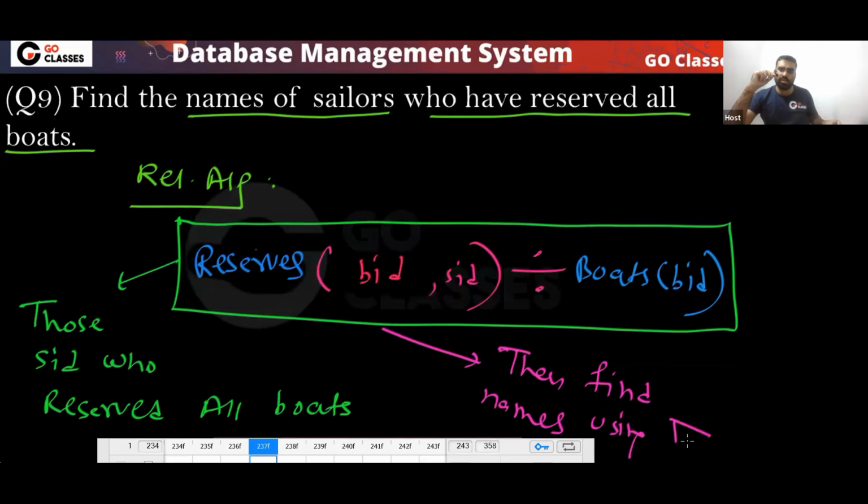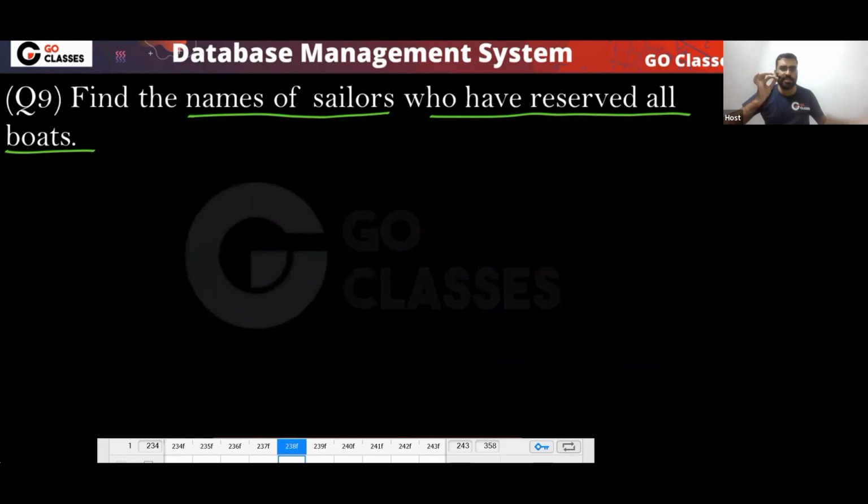You can do the natural join with sellers and you can find the names. Correct? Yes or no? So remember, this is your relational algebra. But can we write this query in SQL? And that is very easy.